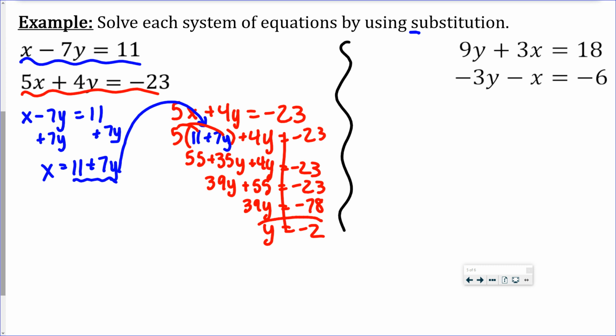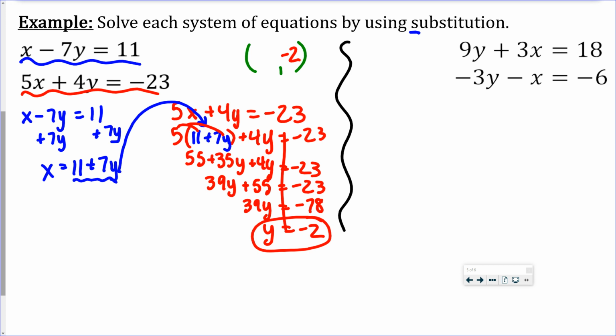Done. All right, now remember, our answer is an ordered pair. Our answer is a point where these two lines cross. Obviously, I just found the y-coordinate. The y-coordinate is negative 2. I'm not done. I've got to find the x-coordinate, right? Every ordered pair needs its match.